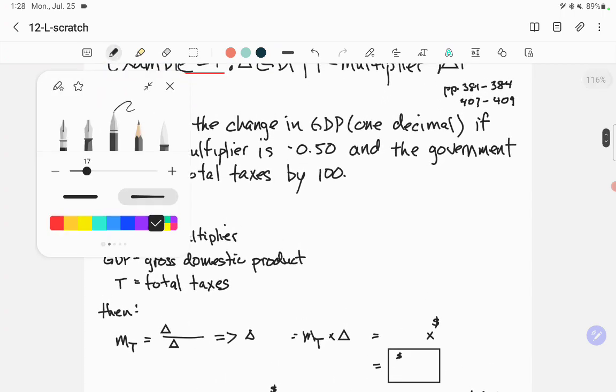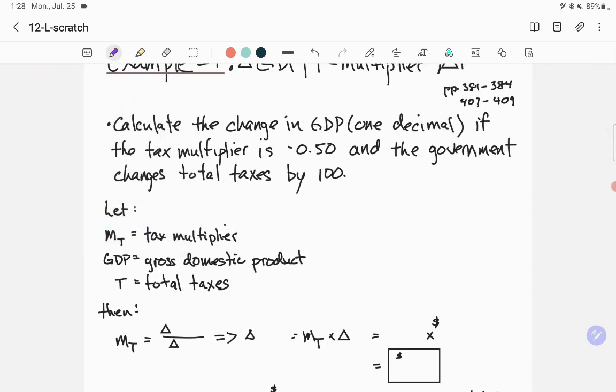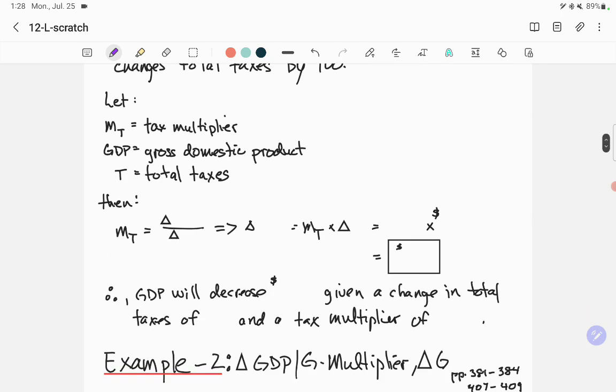Okie dokie. Calculate the change in GDP, one decimal, if the tax multiplier is negative 0.5 and the government changes total taxes by 100. Well, tax multiplier is M sub T, GDP, gross domestic product, capital T, total taxes. That's not the marginal tax rate, small t. This is the total amount of taxes that are gathered for government spending purposes.